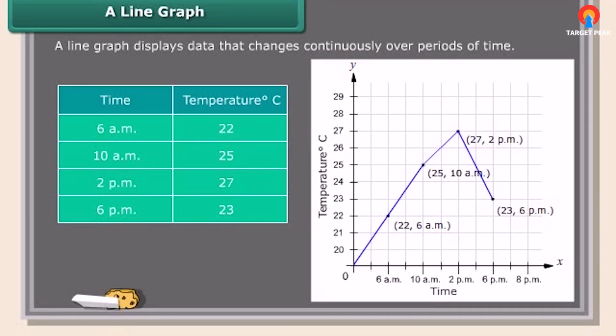From the graph, in between 10 a.m. and 2 p.m., we can find that the temperature increased by 2 degrees Celsius.